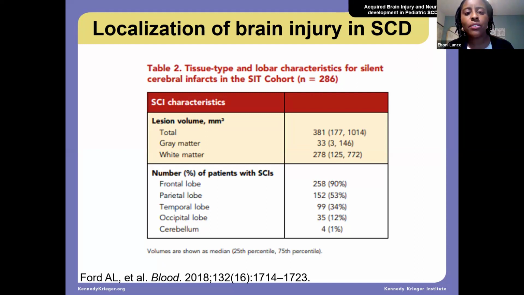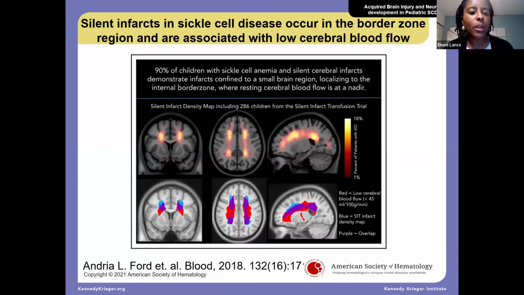And why do they localize to those areas? Well, it's related to cerebral physiology. The top row of these images is a heat map looking at the locations of the silent cerebral infarcts from that study that I just referenced. And then below it is basically showing the areas of lower cerebral blood flow in the brain in red.